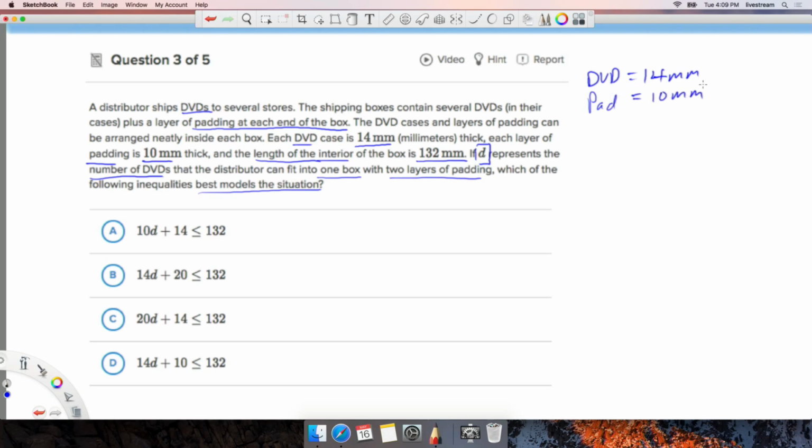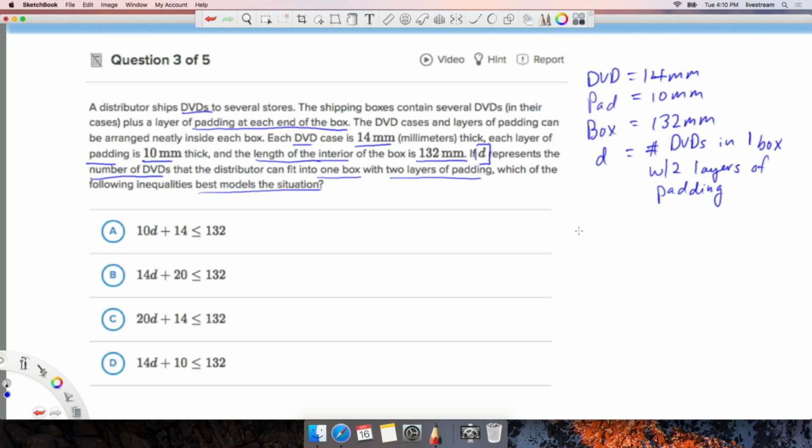And then we have the length of the interior of the box. So the box is going to be 132 millimeters thick. And then D is the number of DVDs in one box, and then one box with 2 layers of padding. And so that's important, with 2 layers of padding. And so now I have all of the information I need from the paragraph, and I can start to process it.